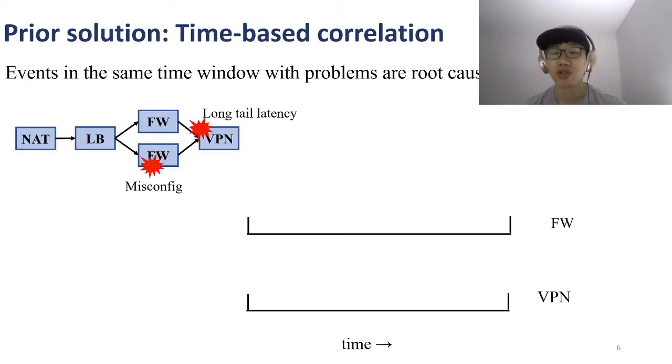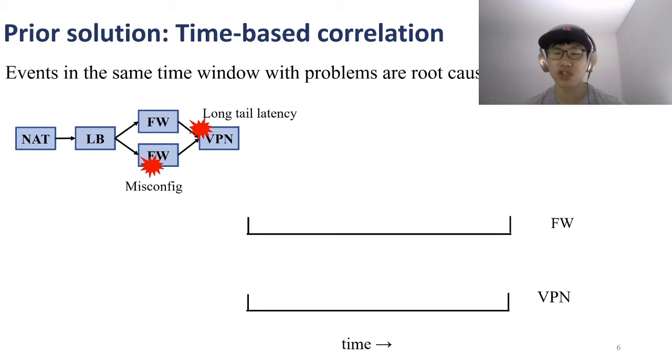Prior solutions use time-based correlations. They assume that events happening in the same time window as the problem are root causes. But this assumption becomes invalid in NFV because of so many microsecond level noises.